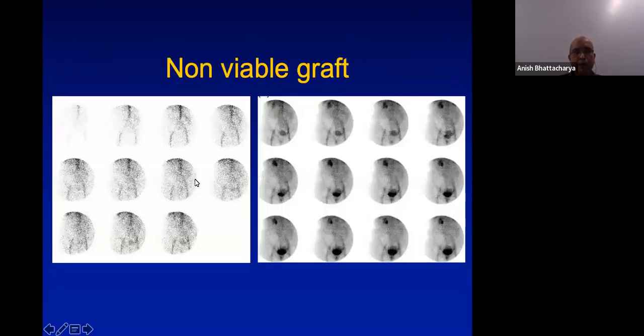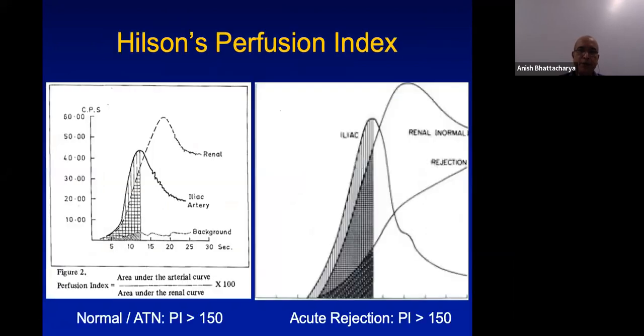This is a completely non-viable graft. There is no uptake whatsoever in the transplant kidney. This is a totally gone case kidney. It's a non-viable renal graft. Also, you will get a similar type of picture in arterial or venous thrombosis of the transplant kidney. There is no entry of the tracer at all into the graft.